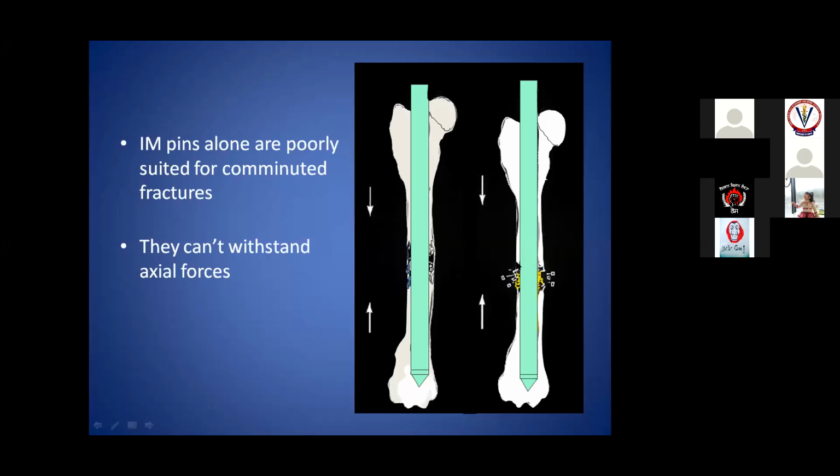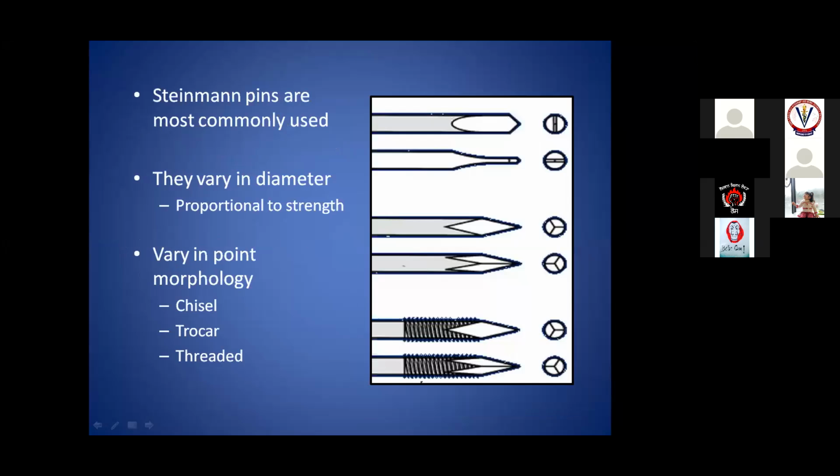We call it telescoping of the fracture site. And because of this telescoping of the fracture, the implant has moved away from one end of the bone. See, earlier, immediately after surgery, only this much implant was exposed outside the bone. Now, because there is a collapse at the fracture site, this much of the pin got exposed outside the bone. This is because of the collapse at the fracture site, because they cannot withstand the axial forces.